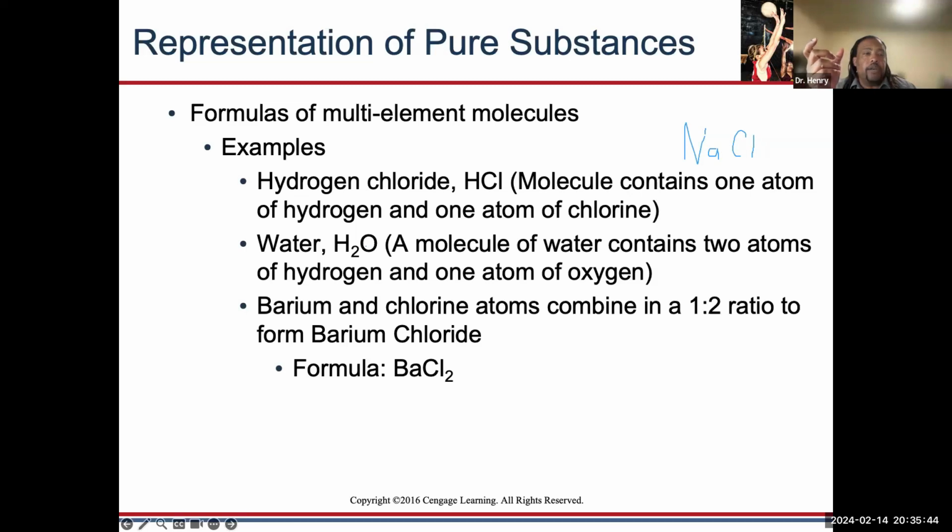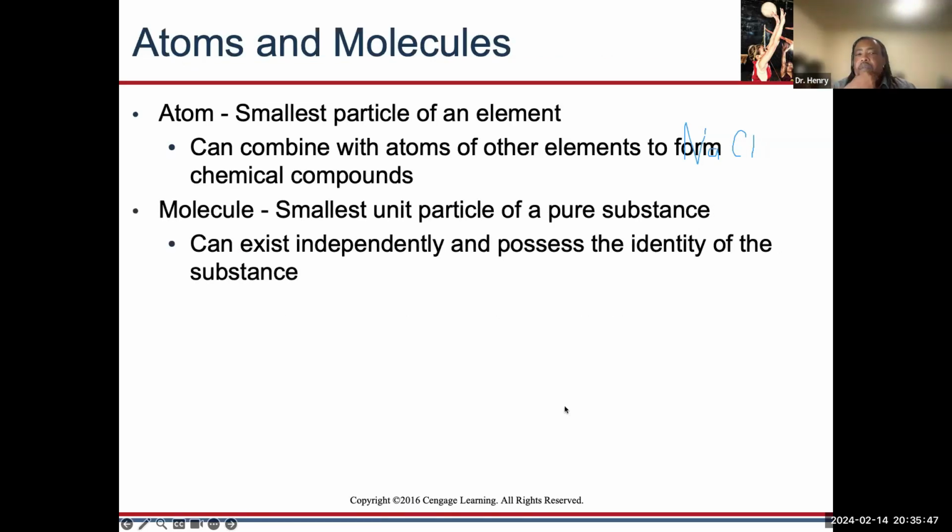Okay, so the atom is going to be the smallest particle of an element. And atoms can be combined to make an element, right? And so we can make a diatomic element, or we can use atoms combined to make a compound, right? So two different atoms will make a compound. A molecule is going to be the smallest unit of particles of a pure substance. They can exist independently and possess the identity of that substance. And a molecule is going to be composed of two or more atoms. It can be the same atoms or it can be different atoms, so long as it's two or more.